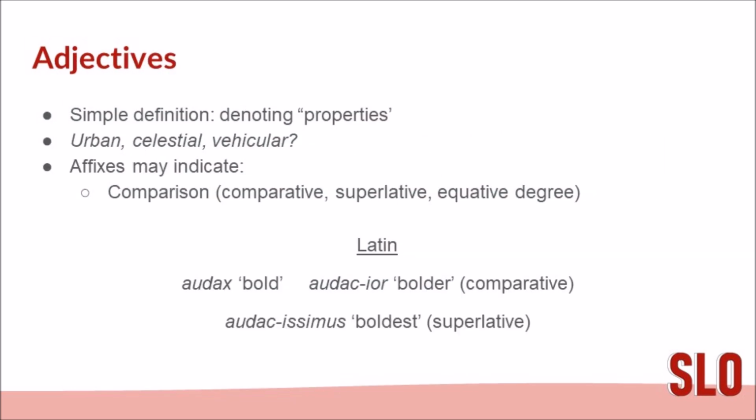Now we'll move on to talk about adjectives. The simple definition for adjective is that it denotes properties. Again, it's easy to come up with exceptions such as urban, celestial, and vehicular, which are not really properties that you can refer to. Affixes added can indicate comparison of various degrees. For example, in Latin, audax is bold. Audacior is bolder, the comparative degree. Audacissimus means boldest, the superlative degree.